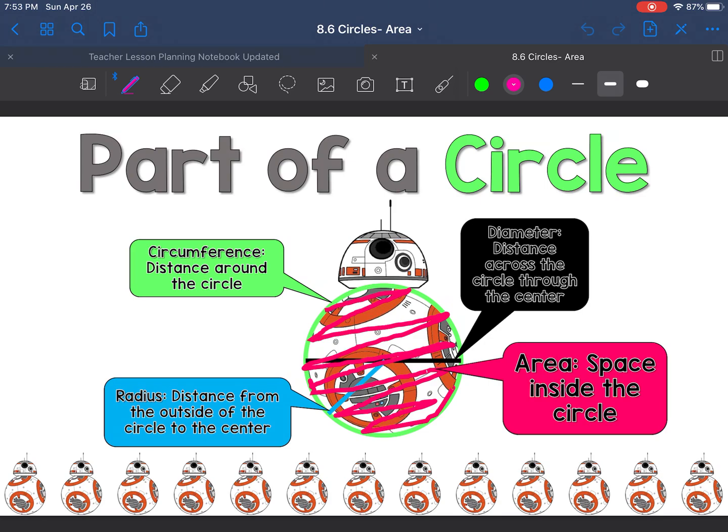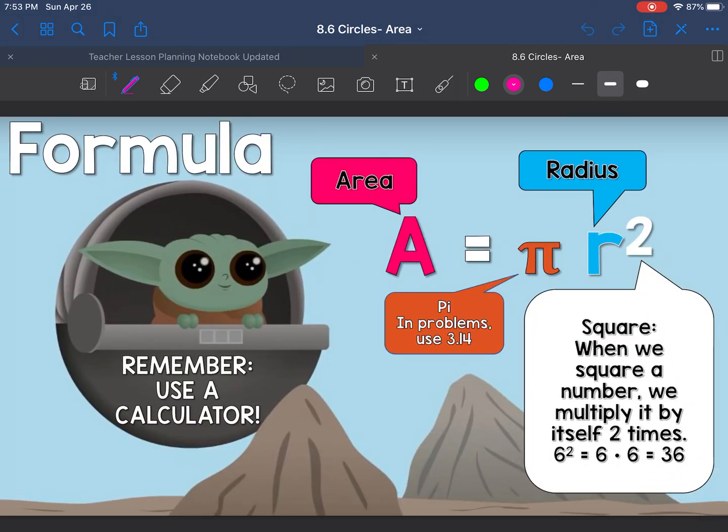Today we're going to talk about the pink. The pink is a scribble that you see inside the circle. That's the area. So the area measures the space inside the circle. So let's go ahead and talk about what the formula for area is. For the formula for area, we have area equals pi times radius squared.